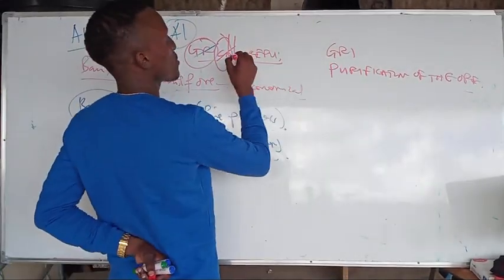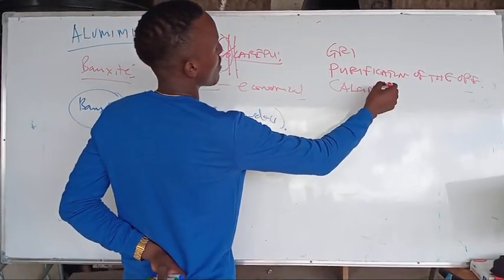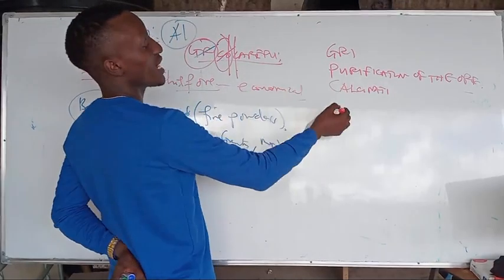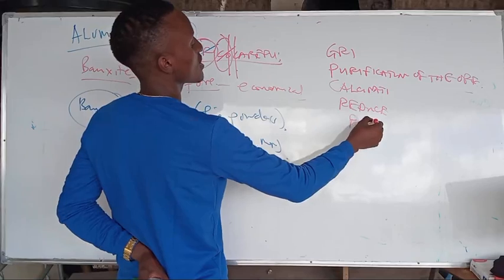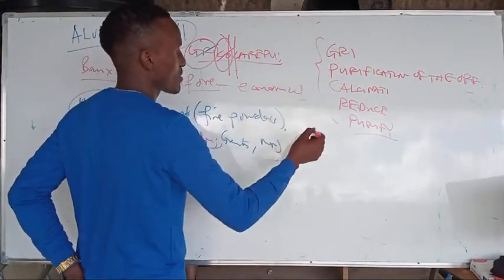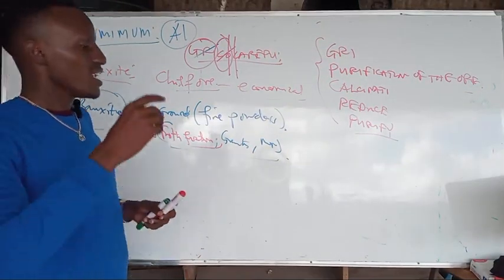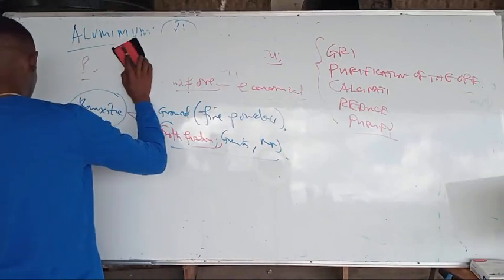The next thing after purification is that we can now calcinate it. After calcination, we can then reduce it and purify it. So there are those 5 steps to be used here. Let's start with it.